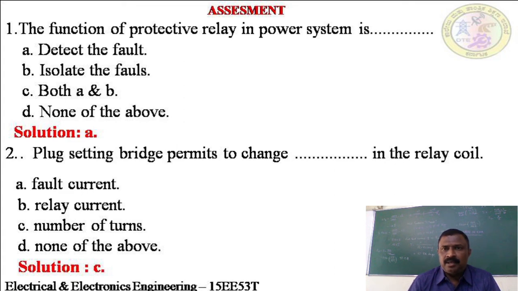Under important terms, we have seen the current setting, the plug setting multiplier, the pickup current, and the time setting multiplier. All will play a vital role in order to reduce the magnitude of fault current. Again the classification is based on function of relay, based on actuating quantity, and based on the operating principle.